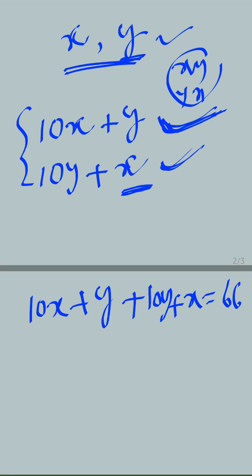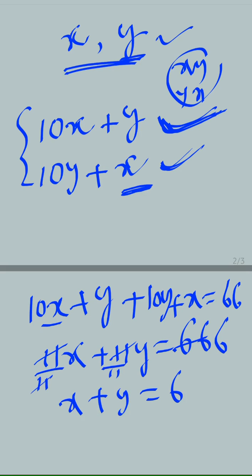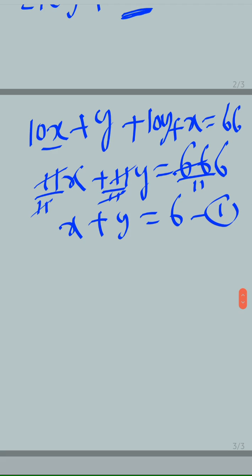That is the equation. So now 10x plus x is 11x, y plus 10y is 11y, equal to 66. This is one equation. Now if all the coefficients are divided by 11, we get x plus y is equal to 6. If I divide by 11, I'll get this, the first equation. First equation we got it.